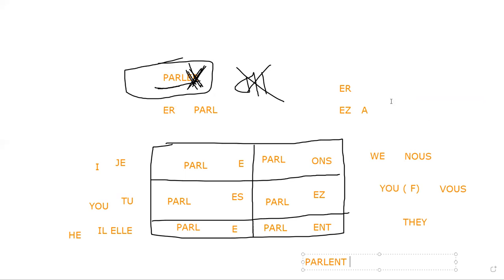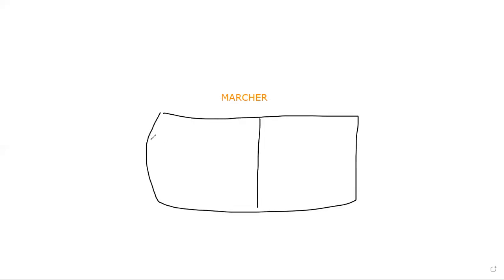Is it clear, children? Oui, monsieur. Now, for example, we have the verb marcher. Marcher is to walk. Make a formula, children. We have to make a box. Is it clear? Oui, oui, monsieur.